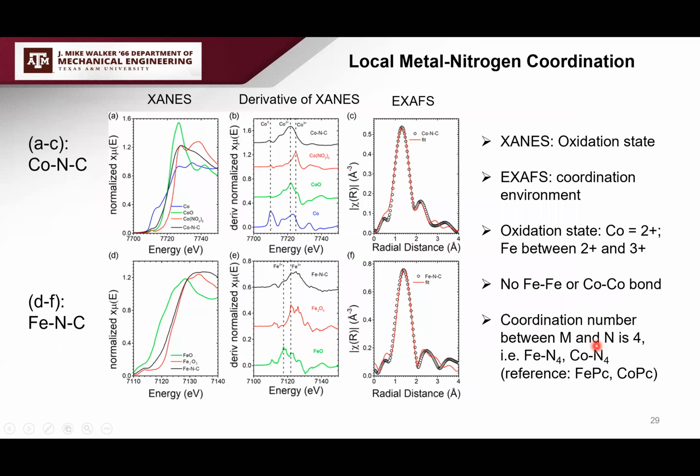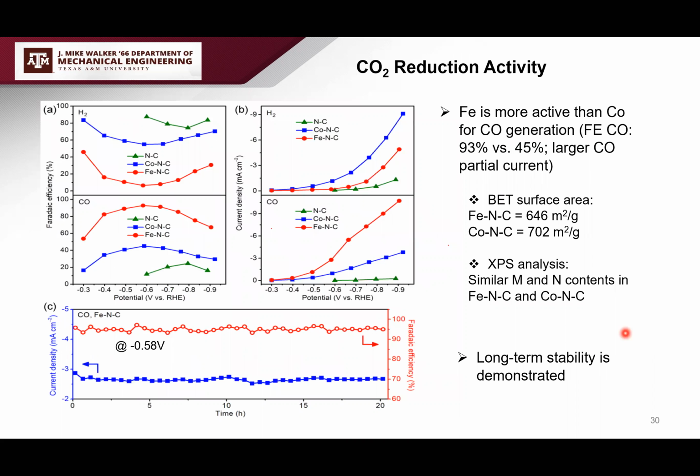Okay, and then the X-ray absorption analysis also tells you the XANES gives you the oxidation state, and then EXAFS gives you the coordination environment. So you can see a single major peak of this metal-nitrogen bond. There's no metal-metal bond, which means it's single atomic. And the coordination number between metal and nitrogen is 4. So that confirmed it's iron-N4 or cobalt-N4.